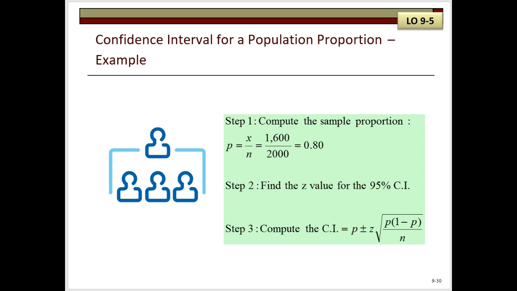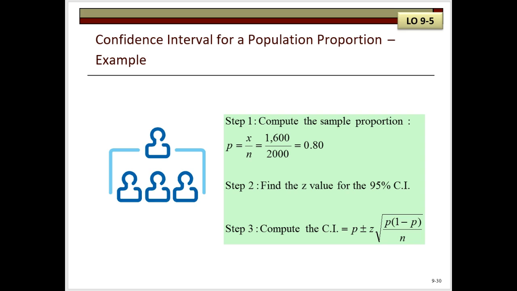In applying the formula for computing the 95% confidence interval estimate for the true proportion of BBA members who are in favor of a merger, we will need to obtain the sample proportion p and the z value for the 95% confidence level. The sample proportion p is obtained by dividing x, the number of BBA members in the sample who indicated they are in favor of the merger, by the sample size n. The sample proportion p is 0.80, obtained by 1,600 divided by 2,000. Next, we need to obtain the z value for a 95% confidence level.